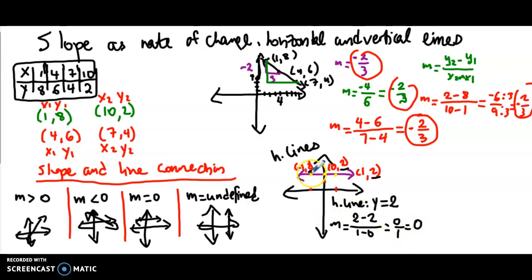Another way to look at this, going from this point to this, I'm going nowhere up or down. So the vertical movement is 0. But I do go to the right some units. So 0 over anything is 0. That's why a horizontal line will always have slope of 0. Let's go and talk a little about a vertical line now.